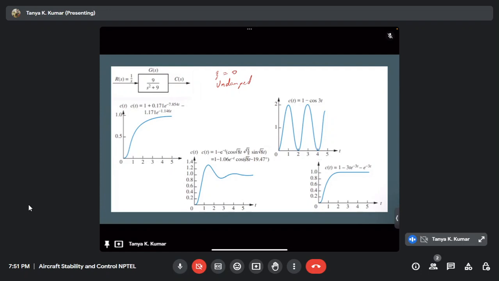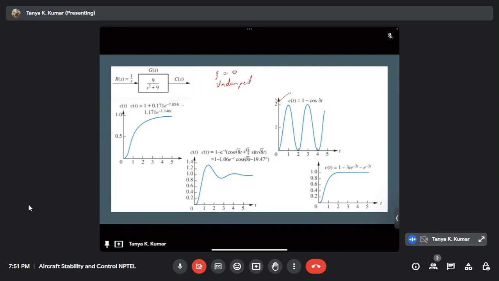So which of these graphs shows you undamped nature? This one, right? It is not damping at all. It's continuing oscillations with the same amplitude. Correct? This again you will be able to solve using the analytical method, but these are the simple methods.